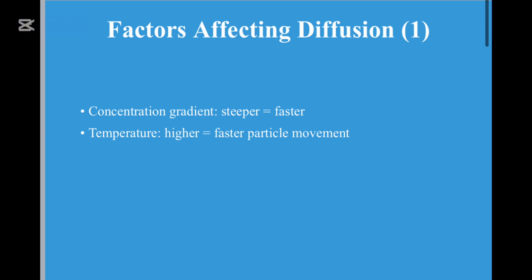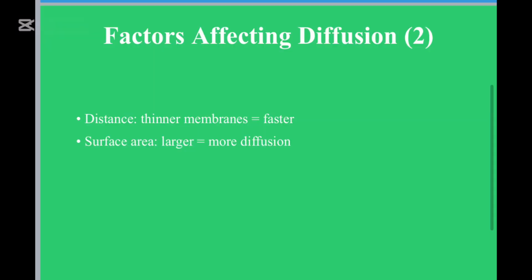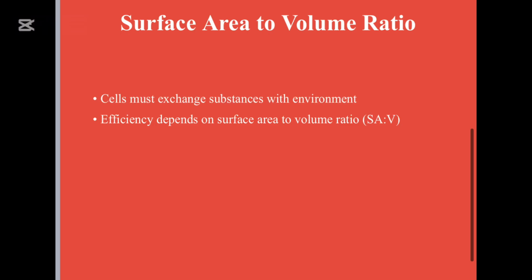Now, let's go to factors affecting diffusion. We talked about concentration gradient and temperature. The higher the temperature, the faster particles move. The steeper the gradient, the faster it is. So we should take note of these factors that affect diffusion rate. Distance can also affect it, which simply means thinner membranes help in improving fast diffusion. Also surface area. The larger the surface area, the faster the diffusion rate, which simply means the smaller the surface area, the slower the diffusion rate.